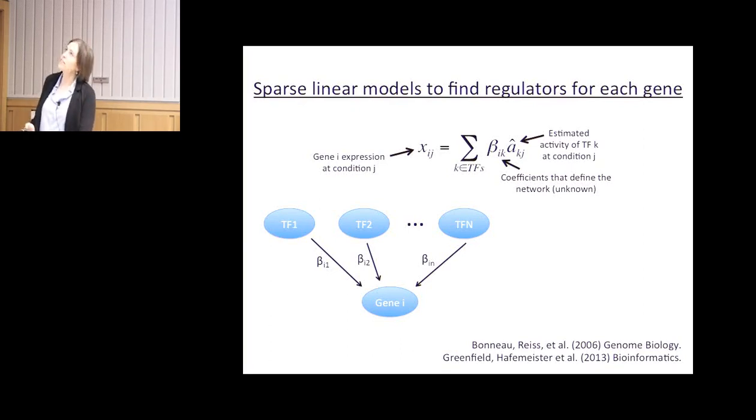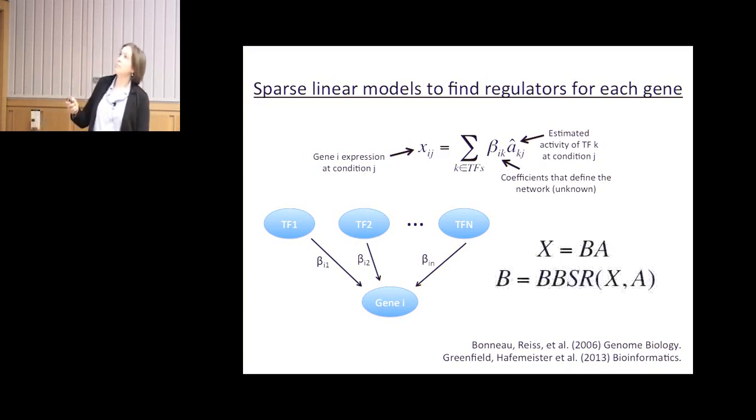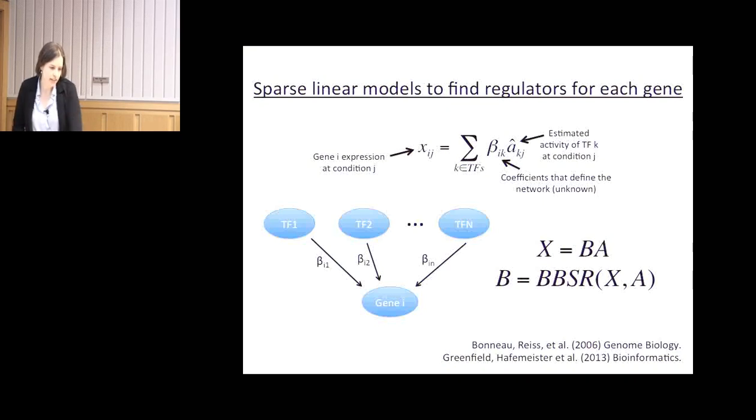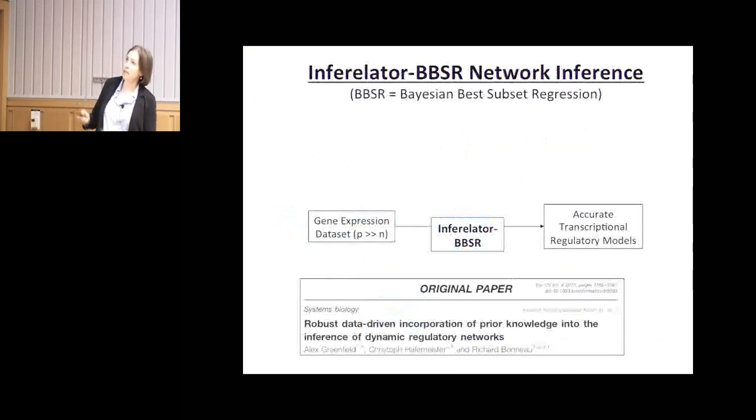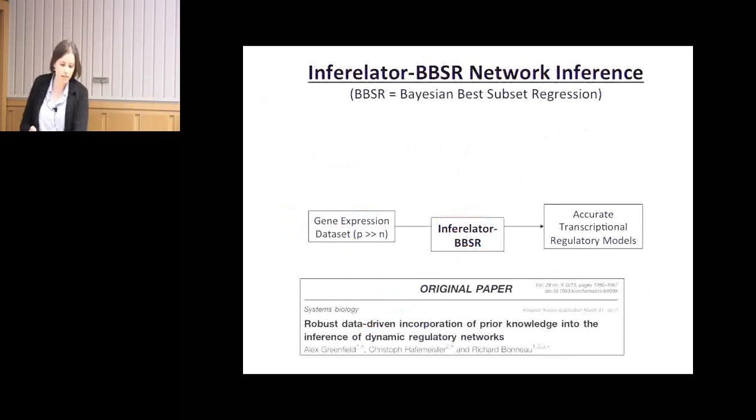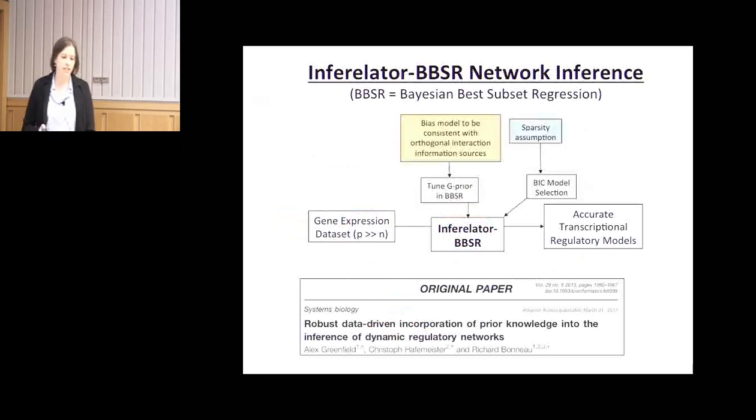And we can solve this particular problem given a data matrix X, transcription factors A, and solve for this matrix of coefficients using a number of different methods. The Bonneau Lab's inference method is known as the Inferelator, and our current method uses what's known as Bayesian best subset regression. And so this is published, it came out, I think, in 2013. And so it uses a couple of tricks to get to a limited set of potential regulators of a particular gene.